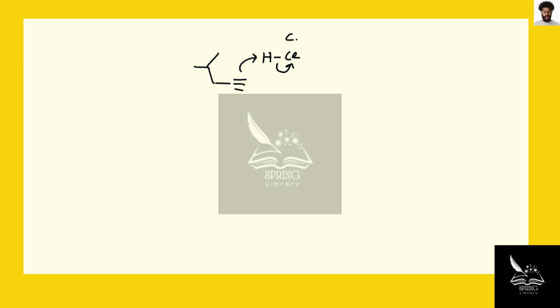I'll point out that I always draw my L's cursive, lowercase L's cursive in chemistry, just to avoid ever mixing them up with I's. I draw my I's like this, my L's like this, my capital I's like this, and my capital L's like this, so they can never be mixed up. So this is HCl.